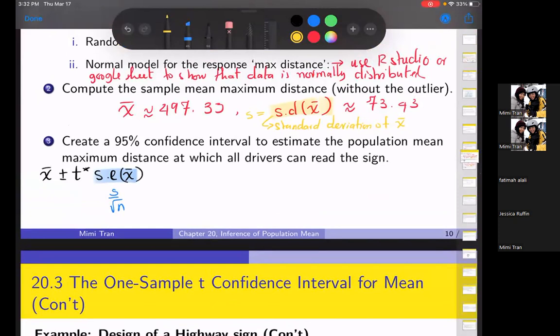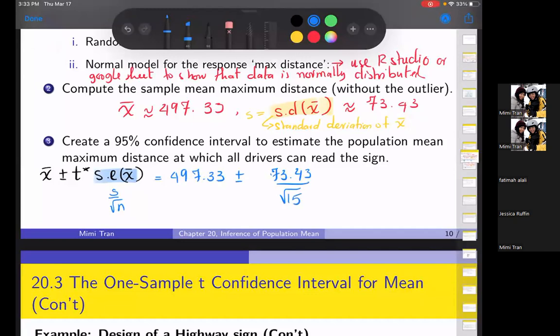Well, I'm going to introduce you to all kinds of notation, so when I say or write something, at least you understand. Okay, X bar is 497.33 plus or minus S. Let's do SE first. I'll show you how to look up T star later. So the standard deviation is 73.43 divided by the square root of N. What is N here? Remember, you removed that outlier.